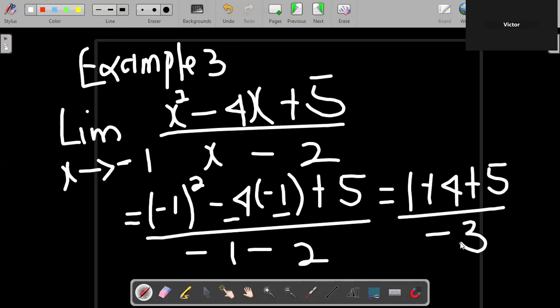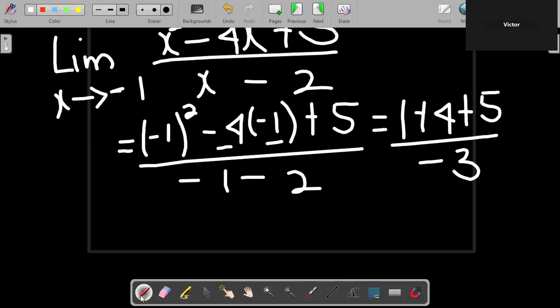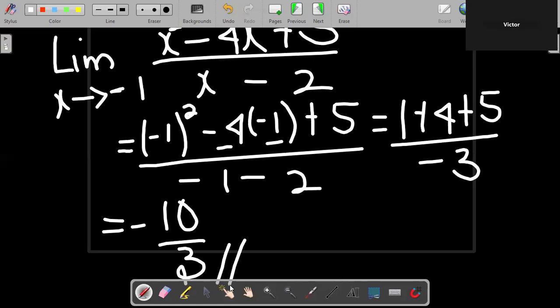-1 minus 2 is what? Is -3. So what are we having on the top? The top will give us 10, so minus 10 over 3. So this is just the answer. In as much as the denominator does not give 0, that is your answer. Do you understand? Yes, sir. In as much as the denominator does not produce 0, that is the result for the solution.